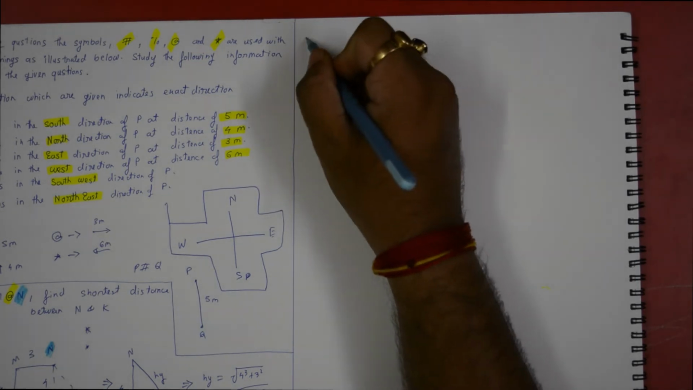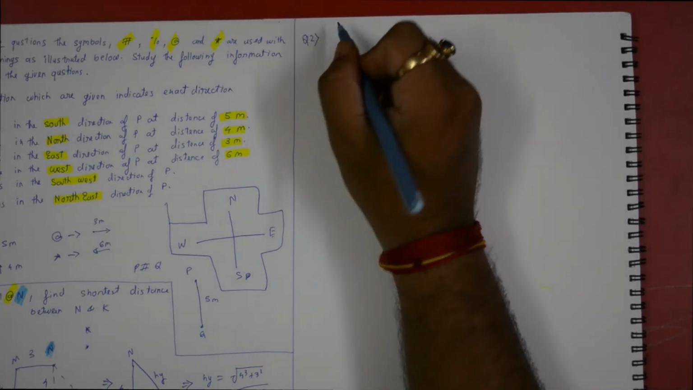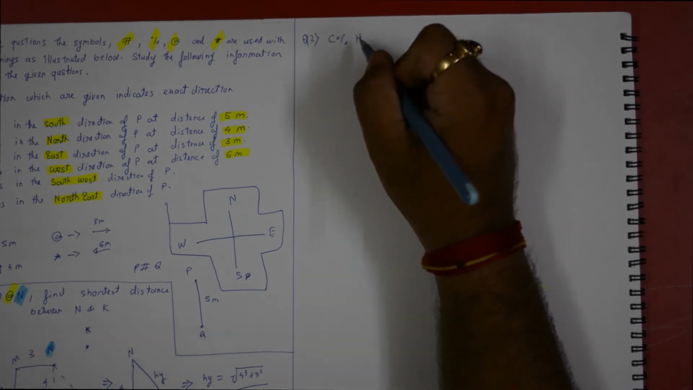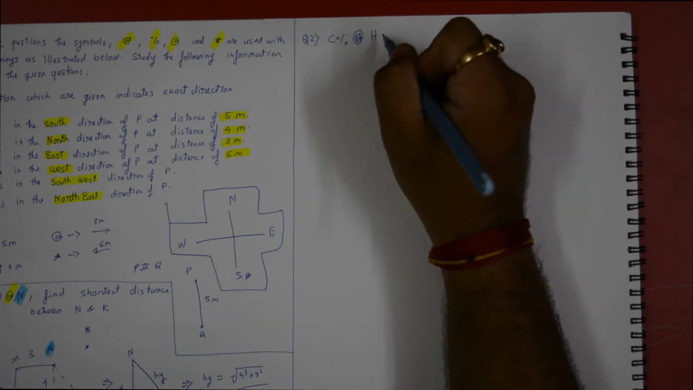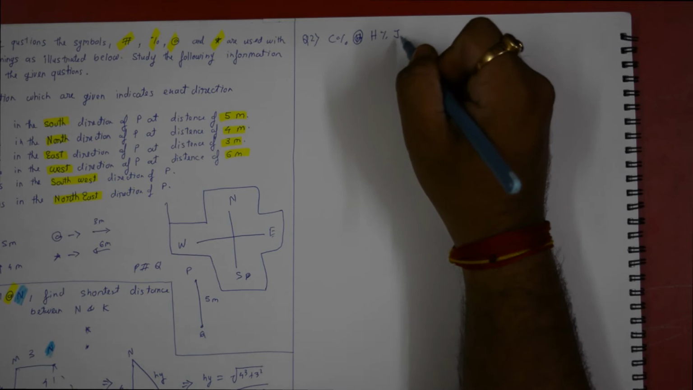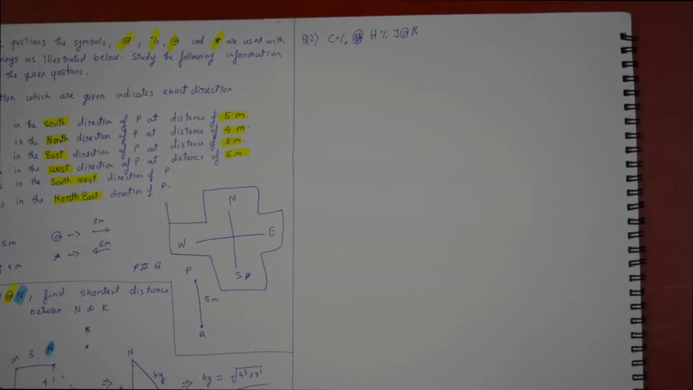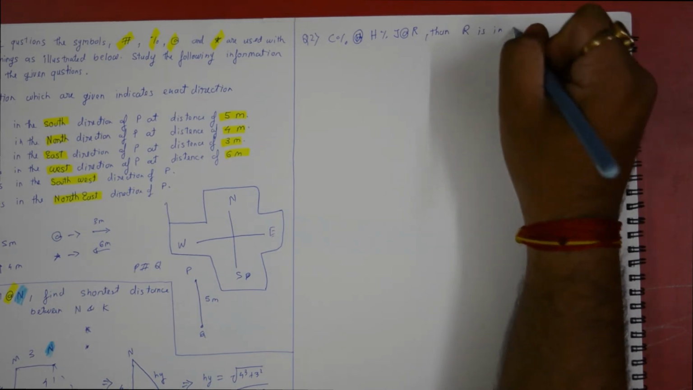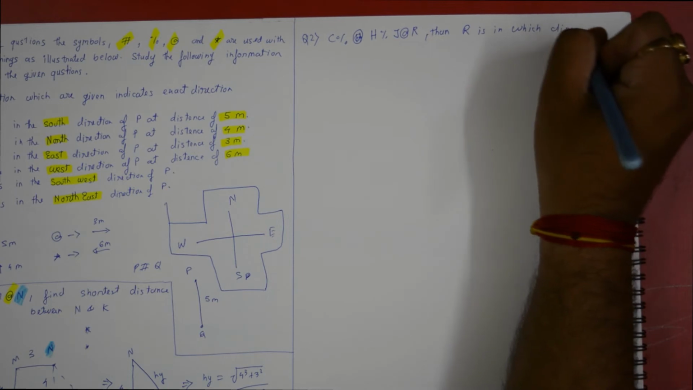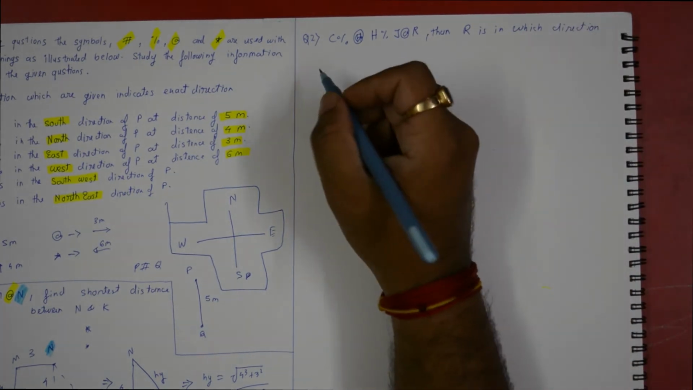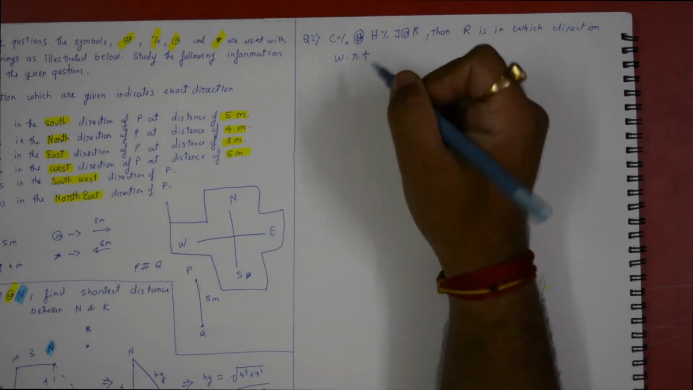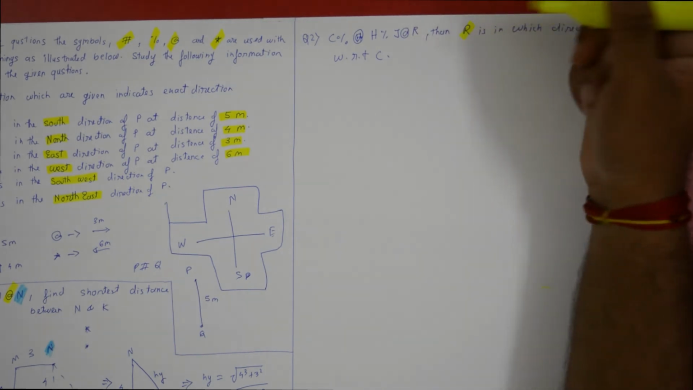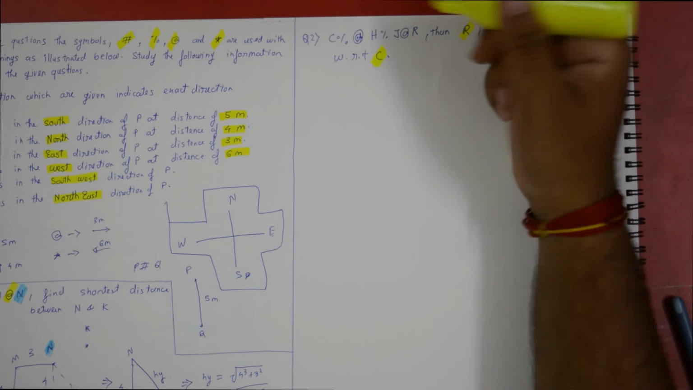Now moving ahead to the second question of this category, it says C percentage at the rate H, percentage J at the rate R. Okay, then R is in which direction with respect to C. So what they are expecting, they need to find at which side R is with respect to C. So let's start.